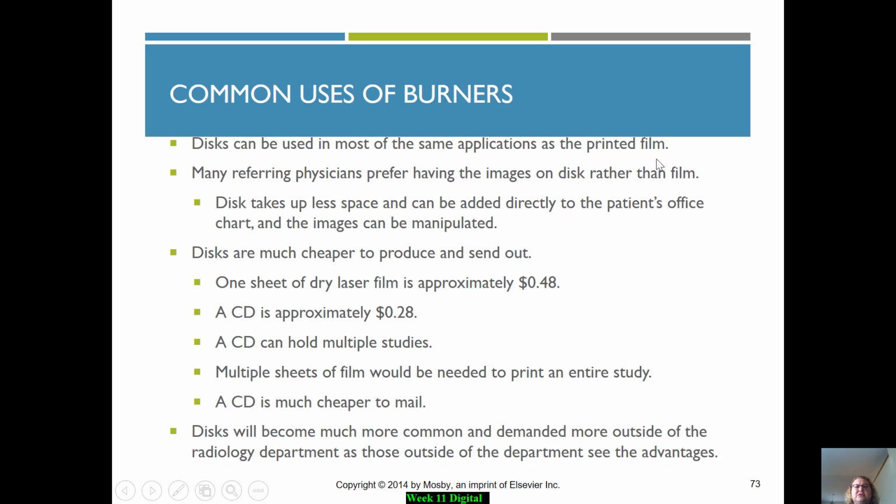The disc can be used in the same application as printing films. They're really cheap, so you're looking at one sheet of dry laser film about 48 cents, where a CD is going to cost you about 28 cents. So that's why a majority of them have just gone to using the DVDs or CDs.